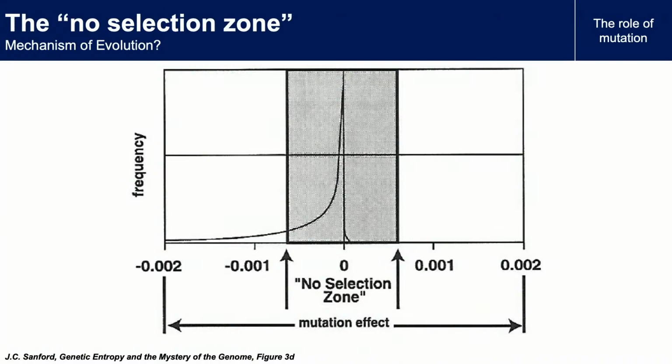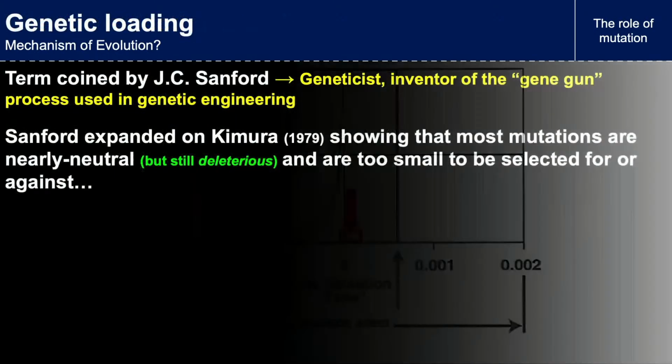So here's the graphic example of that. This is the same chart as before. You see the further it goes to the left is more harmful, further it goes to the right is more beneficial. They discovered that there's this no selection zone where it's too small to be selected, and that's right here in the middle. Now you notice something, that almost all the mutations are in that no selection zone, and the ones that aren't are harmful. And remember where the supposed beneficial ones are, they're right there. So what that means is that there are mutations that are happening, they're not being selected for or against, they're simply happening and staying in the genome, and they're almost all harmful. And that is what we call genetic loading.